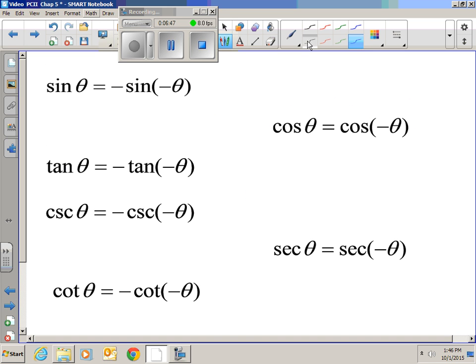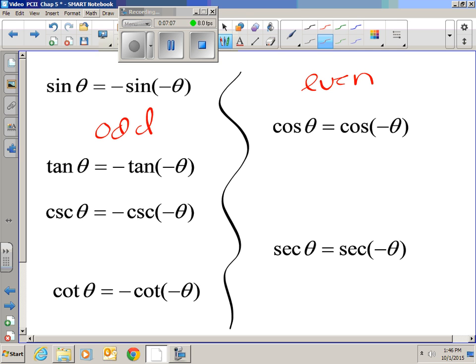We have on the left side here my odd identities. Sine theta is equal to neg sine neg theta. Notice that we have the negatives both inside and outside. Tan theta is equal to neg tan neg theta, etc. On the right side, these are my even identities. Notice that when you plug in theta or a negative theta, the same cosine still comes out. Okay? So my even identities are cosine theta is equal to cosine neg theta, and secant theta is equal to secant neg theta.